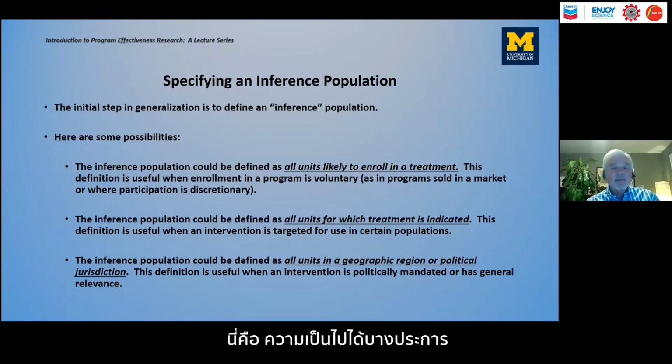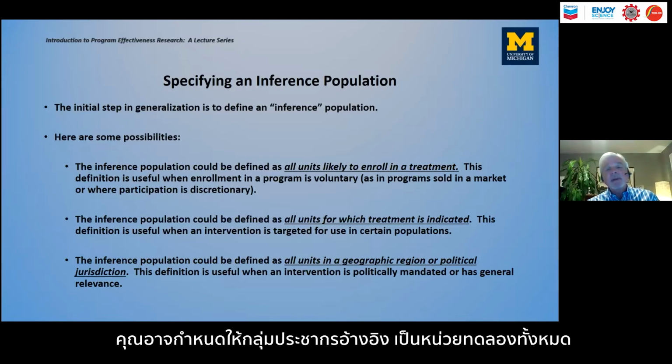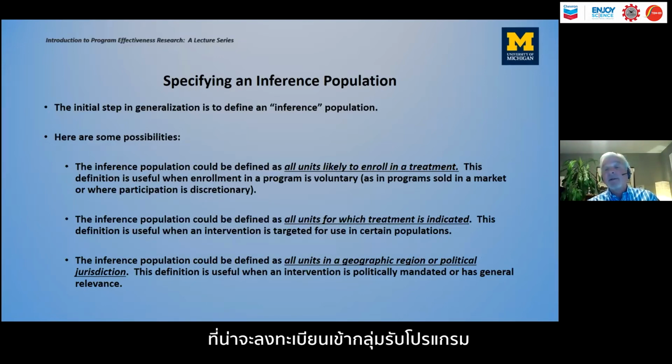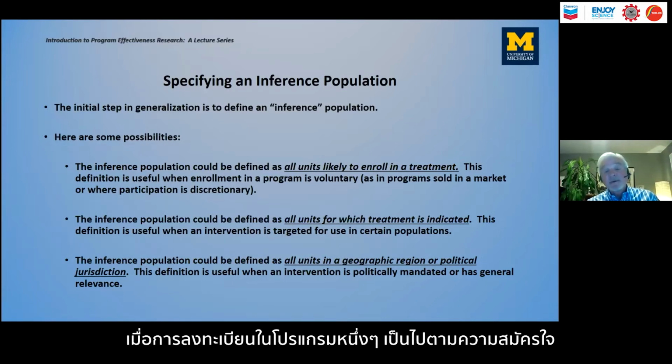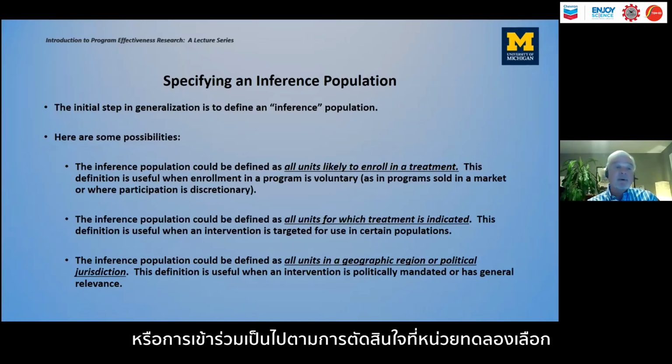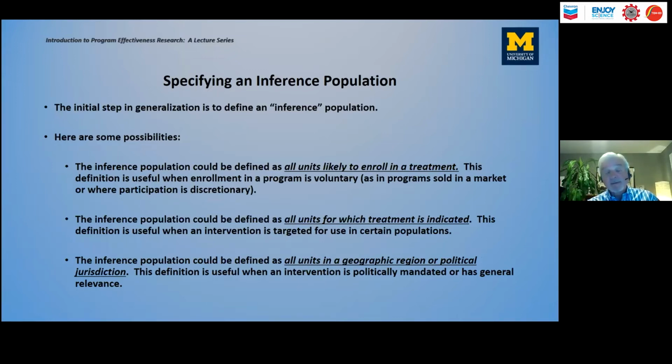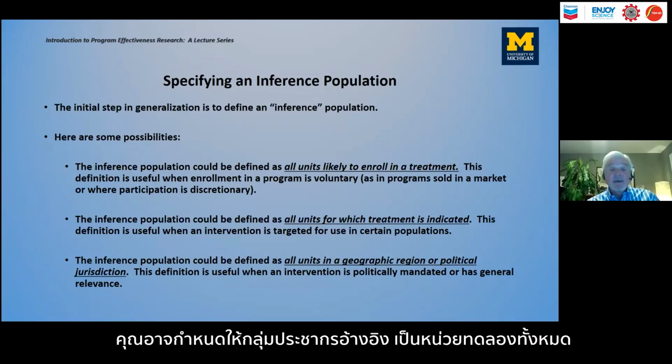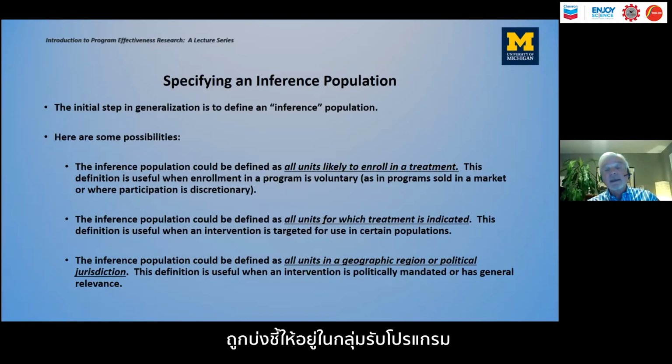Well, here's some possibilities. You could define the inference population as all units likely to enroll in a treatment. This is a useful definition when the enrollment in a program is voluntary. For example, the program is sold in an open market, or participation is discretionary and a matter of choice by the units.